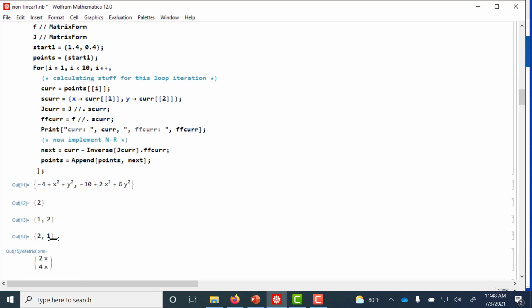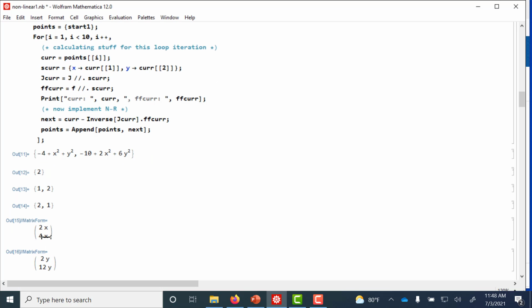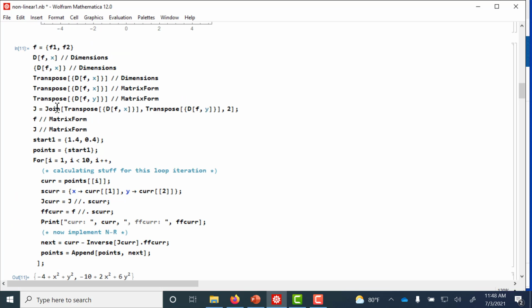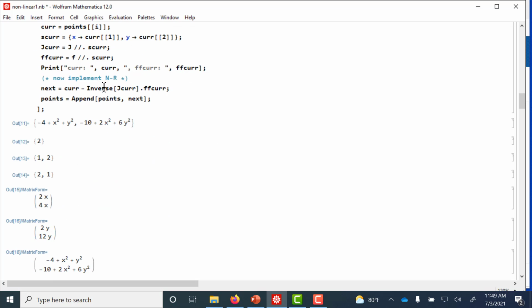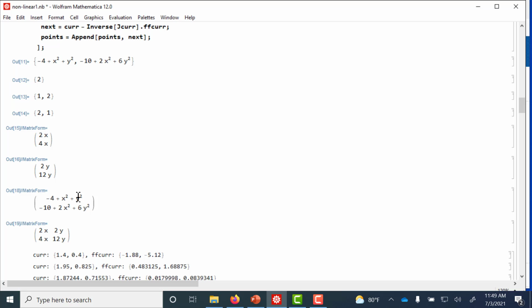I kind of have to play around with this every time. So 2 by 1 is what I want, and yes, it's 2x and 4x. Then I did it again for my y, and then I can join them together by columns, and that's how I created my j. I'm going to upload this if you want to play around with it, it's up to you. But I'm just showing you what I did, and I'm showing my f, and my Jacobian that I had in my PowerPoint just a moment ago.